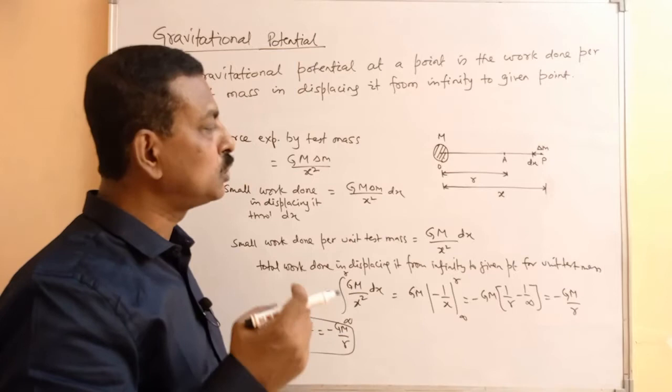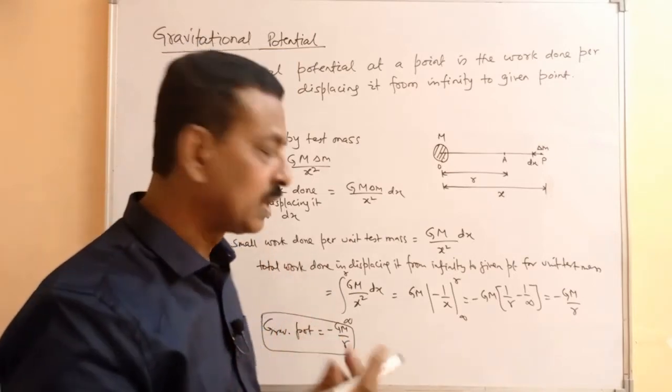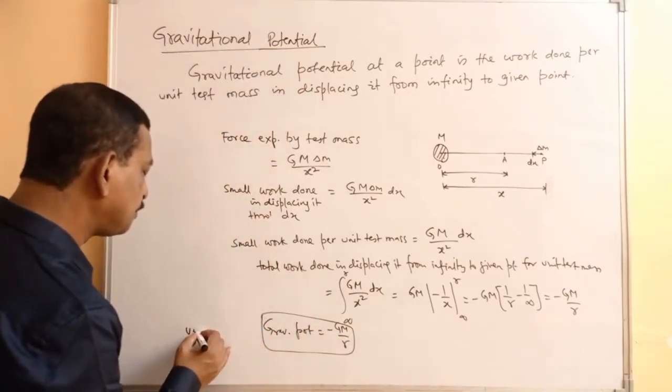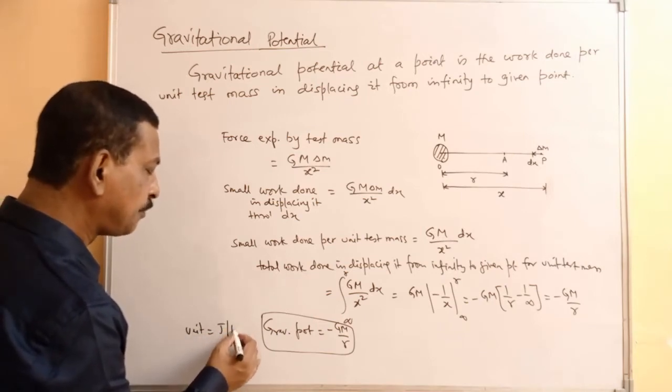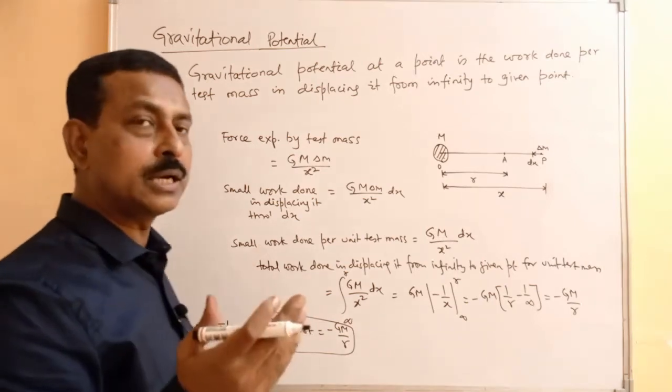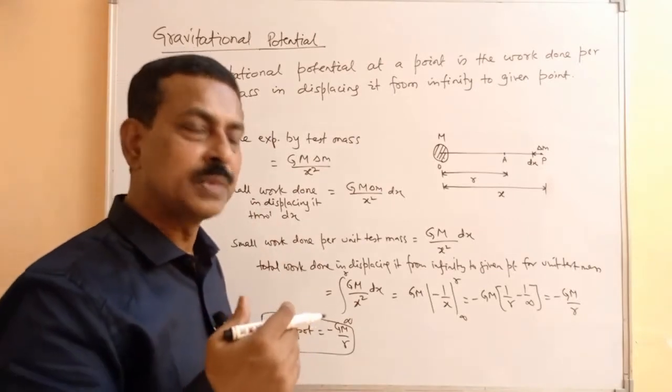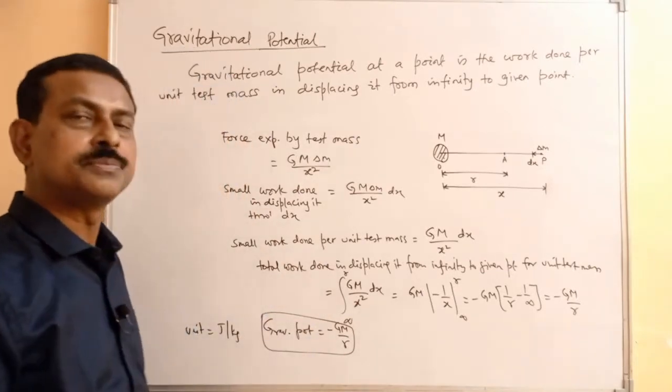And if you want to know its unit, the unit will be joule per kg, because it is the work done per unit test mass. So it will be joule per kg.